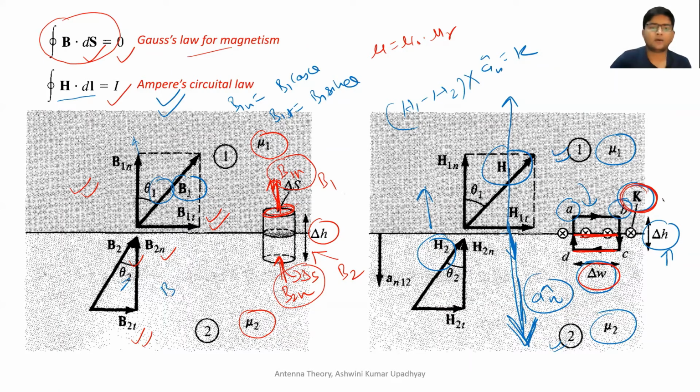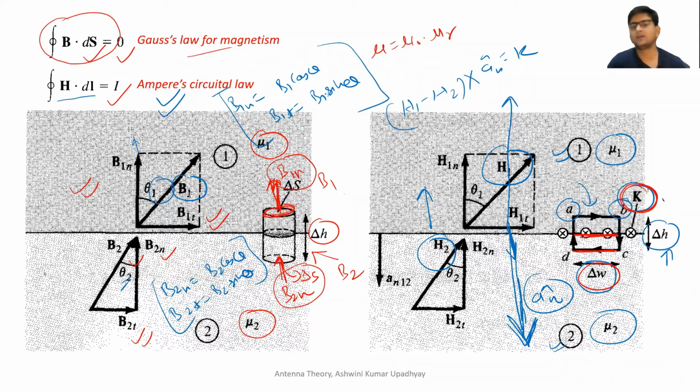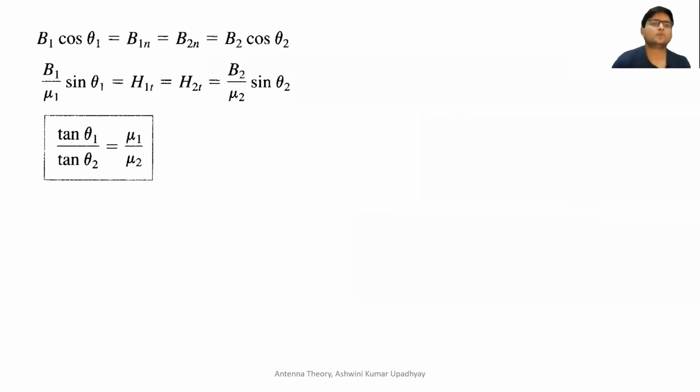Similarly, B2n will become B2 cos theta. This is basic trigonometry and you must be knowing all this. And B2t will become B2 sin theta. We will use these identities and the boundary conditions that we have just calculated to find a relationship between these thetas and mu's. So B1n is equal to B1 cos theta, as we just saw, which according to the boundary relation should always be equal to B2n, and B2n is also equal to B2 cos theta.